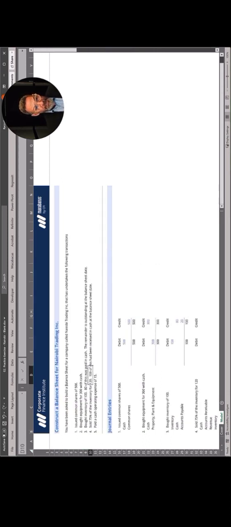Our fourth transaction is going to involve a number of elements. So we sold 75% of the inventory for 120. Now 100 of this has been received in cash at the balance sheet date. But in other words, there's still 20 that is owed to us from our customers. Now, when our customers owe us something, that's an asset, and we call that accounts receivable. So now let's do this transaction.